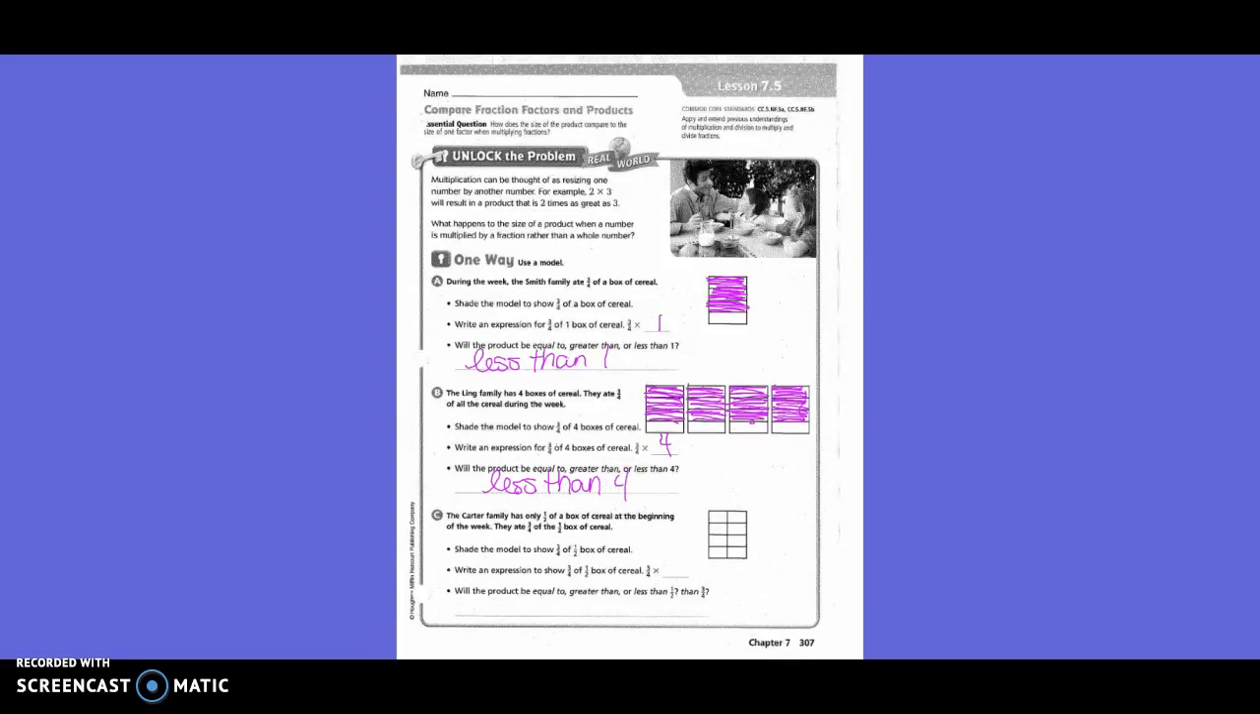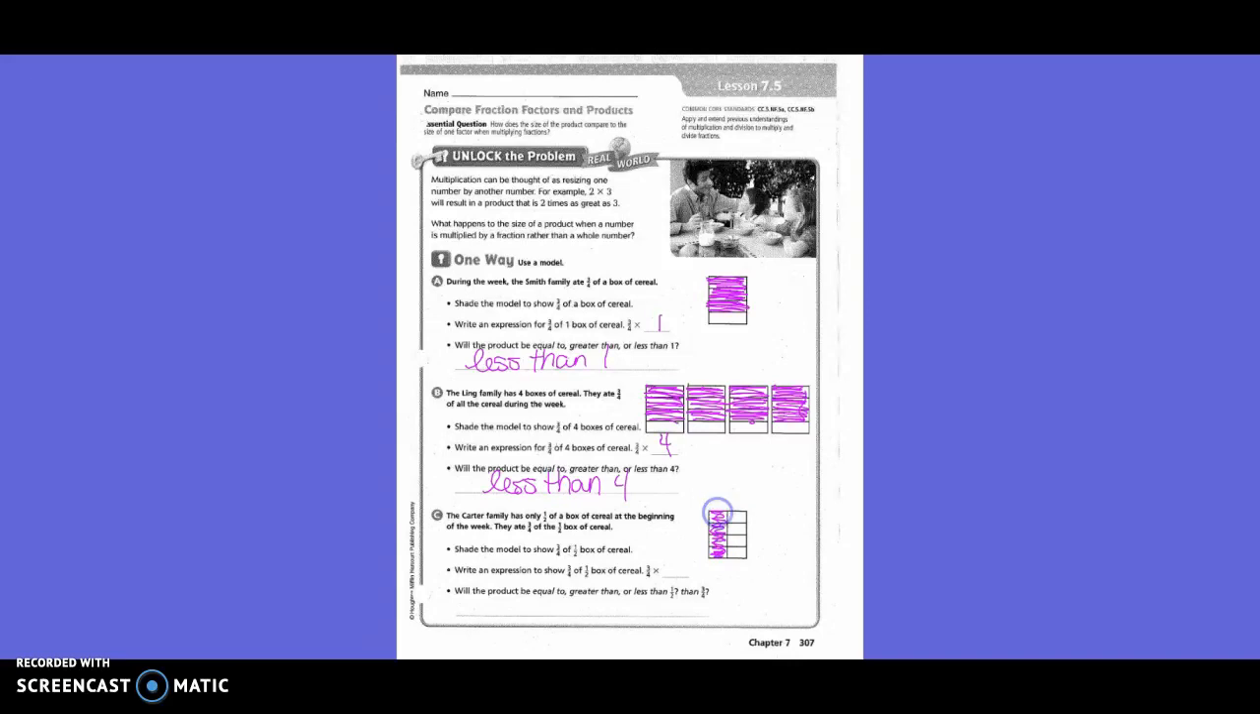The Carter family has only half of a box of cereal at the beginning of the week. They ate 3/4 of the half box of cereal. Shade the model to show 3/4 of half a box of cereal. So basically, with your pencils, you're going to lightly shade half of it, right guys?